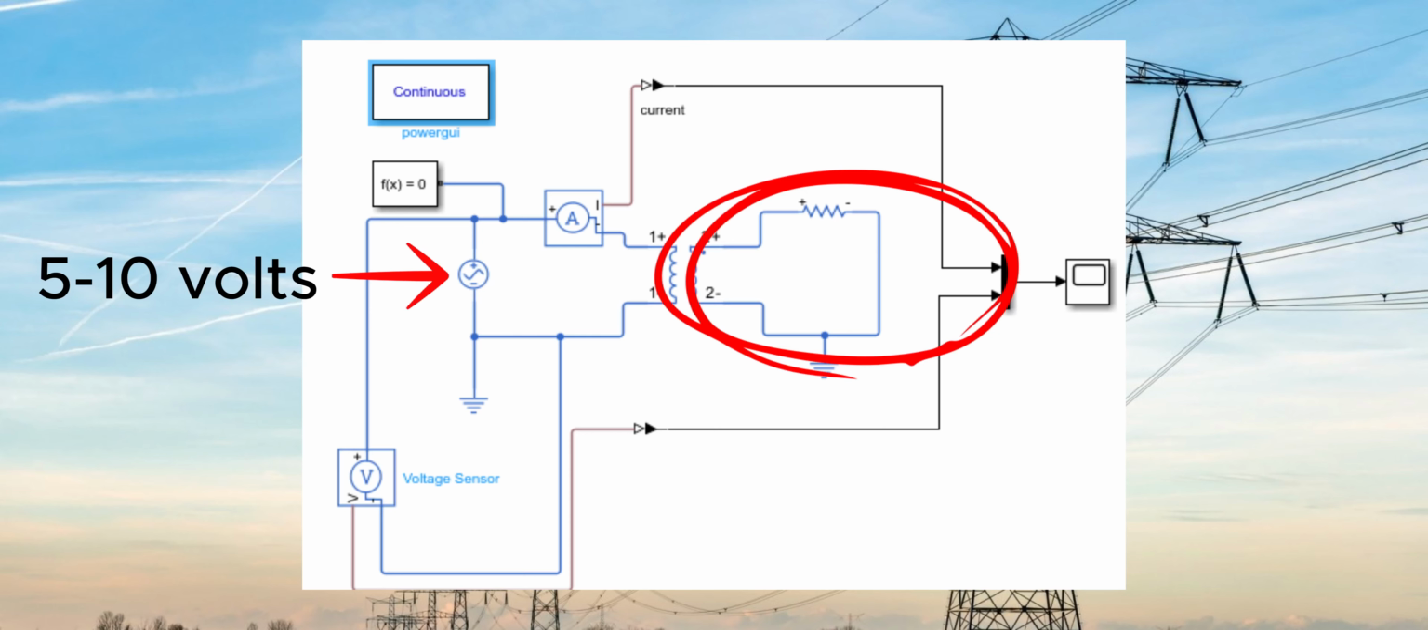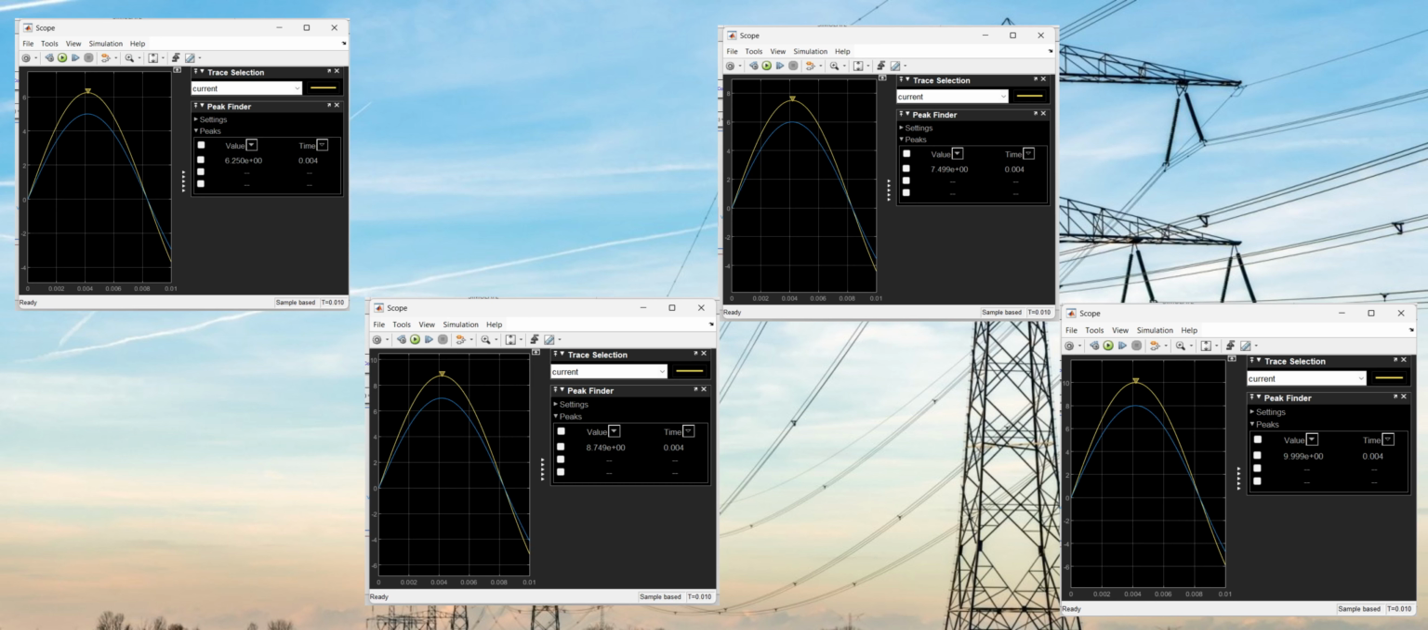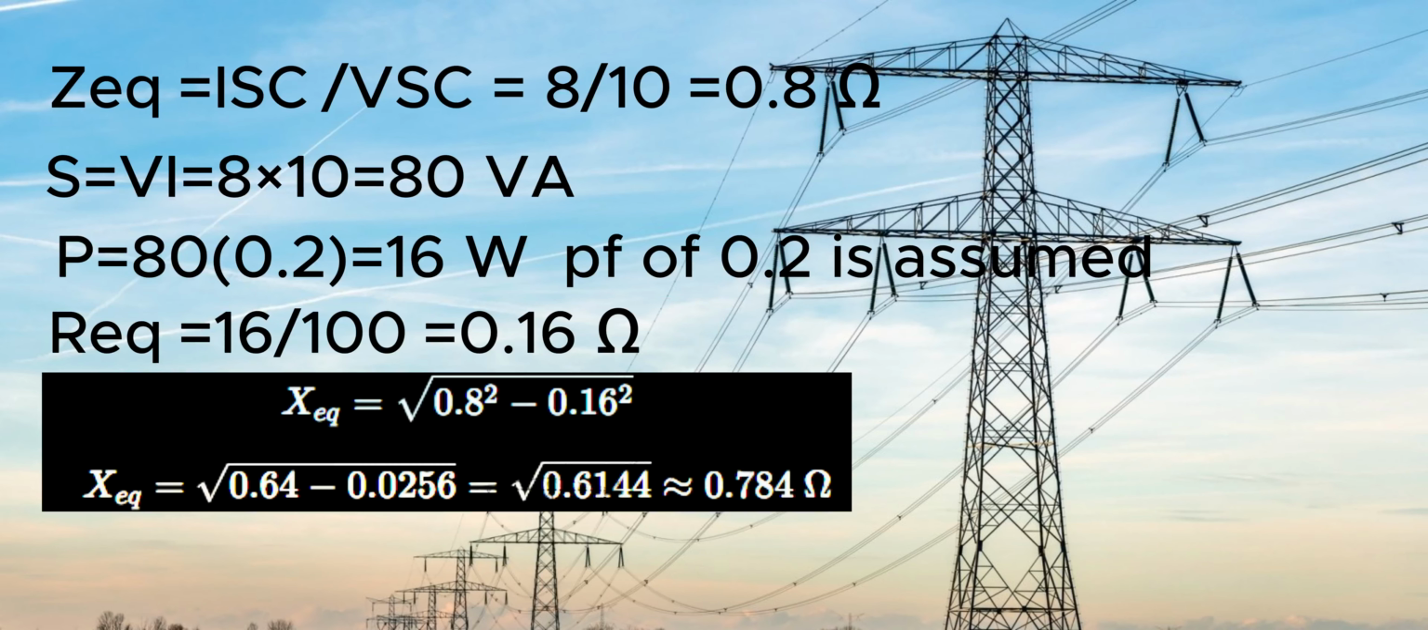The input voltage was gradually increased until the transformer reached its rated current of 10 amps. Once the rated current was achieved, we recorded the voltage, current, and power measurements from the simulation. These values were then used to calculate the transformer's equivalent circuit parameters, including the equivalent resistance and equivalent leakage reactance, which represent the transformer's copper loss and leakage impedance.